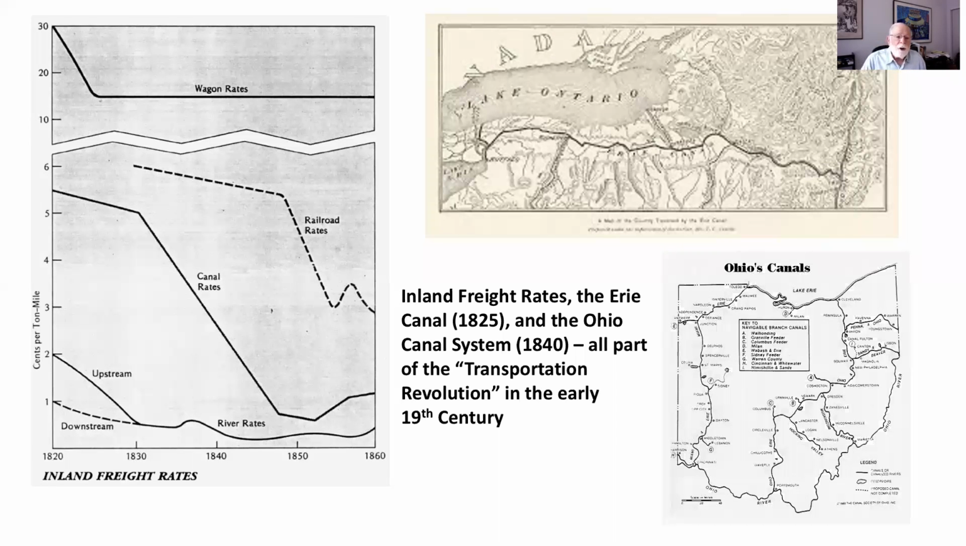Look at this chart. It shows you how prices drop precipitously on transportation. We see this in canal rates, in river rates. So you literally have a transportation revolution. States are passing laws to promote and regulate railroads, banks, insurance. They're building canals, they're building roads. The early industrial revolution is well underway.